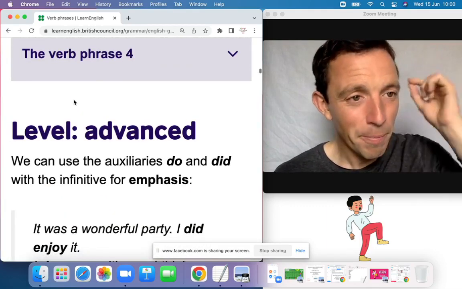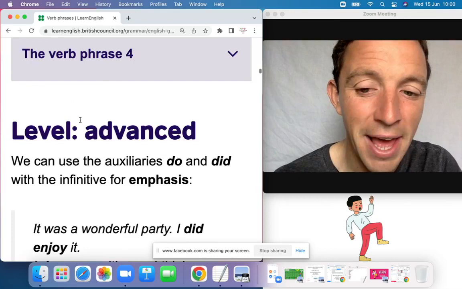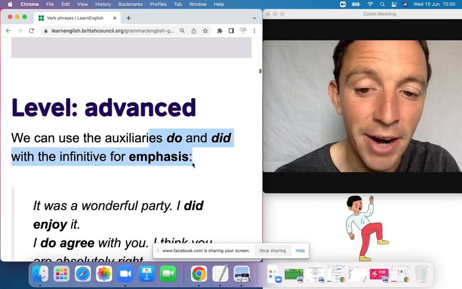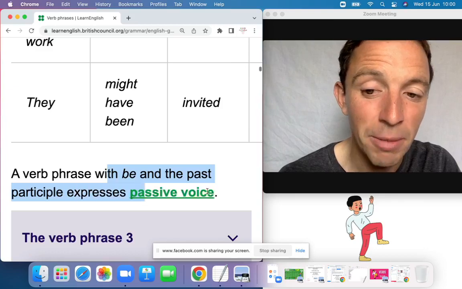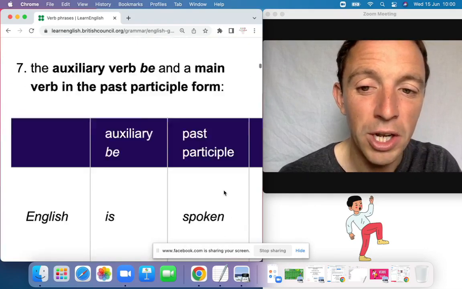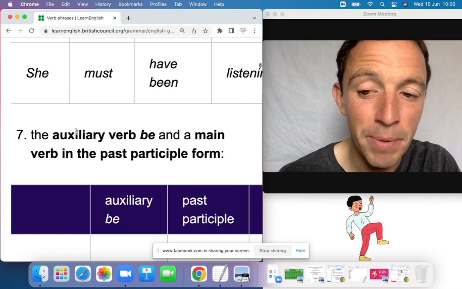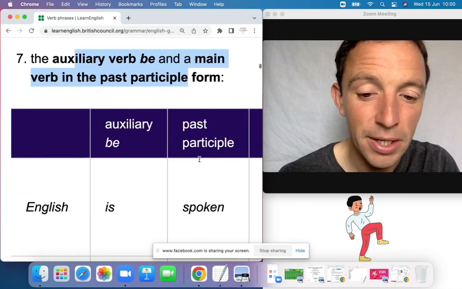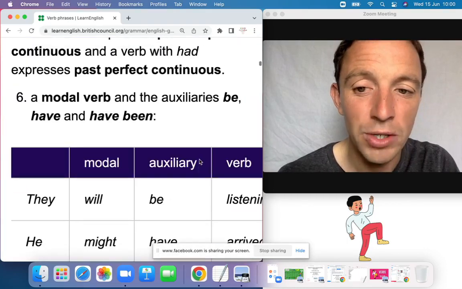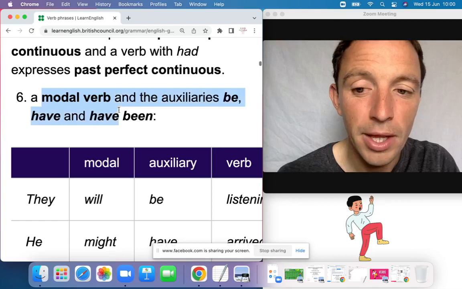Perfect. 1 hour. So we finished with level advanced, with do and did for emphasis. We looked at the verb to be in the past participle with the passive. We looked at the auxiliary verb be and the main verb in the past participle, and this is the passive as well. And we looked at the modal verb with have been.